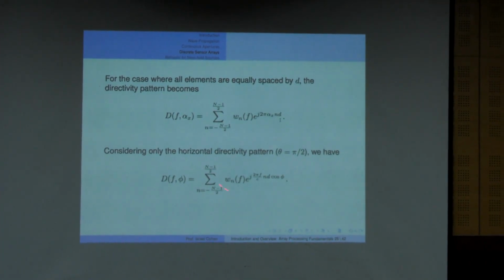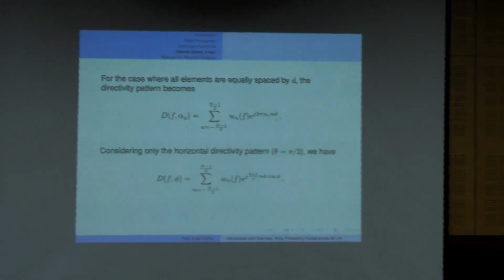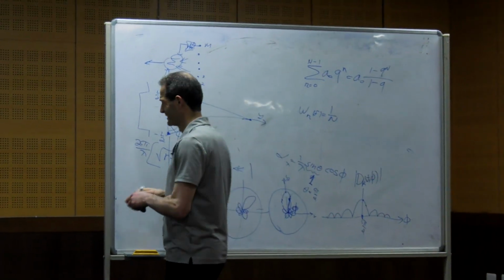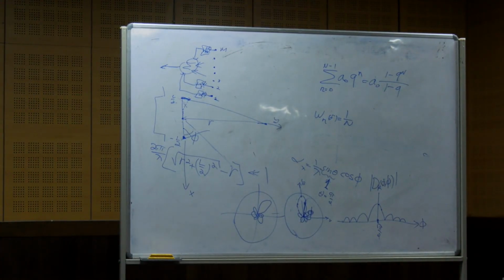So if we take this summation for Wn equal to 1 over n, so it's constant, what do we get? We get the Dirichlet function. This is the Dirichlet function, or periodic sinc function. So it looks like that. How does it look?